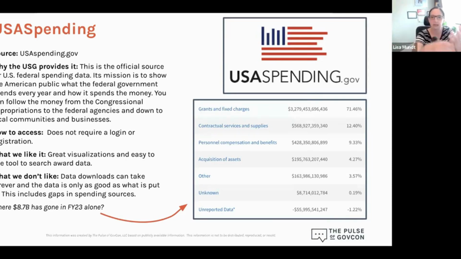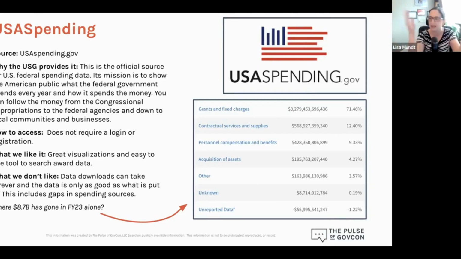What we like about it is it really does have great visualization on the data. And it has an easy to use tool to search award data. So if you're looking for awards, the first place that you should go is USASpending.gov.